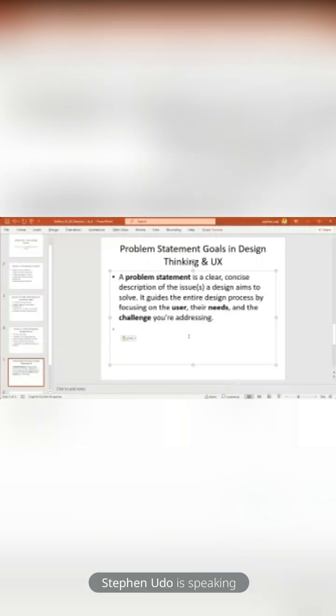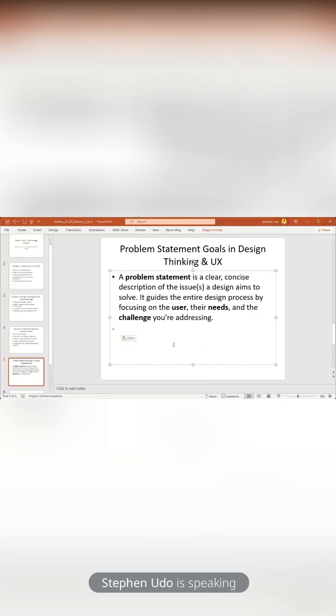A problem statement is a clear, concise description of the issue or issues a design aims to solve. It guides the design process by focusing on the user, their needs, and the challenge you are addressing. After the empathy stage, you have already gotten the problem, so you need to create a problem statement describing the problems the design of the product aims to solve. This will guide the entire design by focusing on the user and their needs. You already know the type of user you have, their needs, and the challenge you are trying to address.